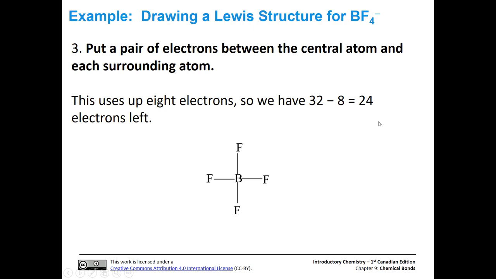Now, we're starting to use up electrons at this point. So we have 32 valence electrons to work with. We've just placed 8 of them, 2, 4, 6, 8. And so if we subtract off that 8 that we've placed, we have 24 electrons left over. Now, if we look at this, boron has its octet, 2, 4, 6, 8, but these fluorines only have 2 electrons. So obviously they're not done.